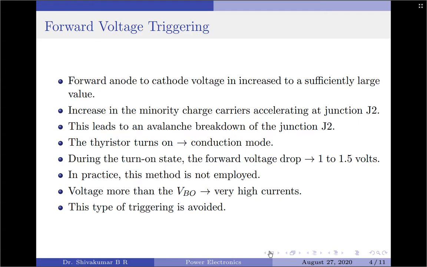During the turn on state, the forward voltage drop across the thyristor is in the range of 1 to 1.5 volts, and this may be increased with the load current. However, in practice, this method is not employed because it needs a very large anode to cathode voltage. Further, once the voltage is more than the forward breakover voltage VBO, it generates very high currents which may damage the thyristor. Therefore, in most of the practical cases, this type of triggering is avoided.